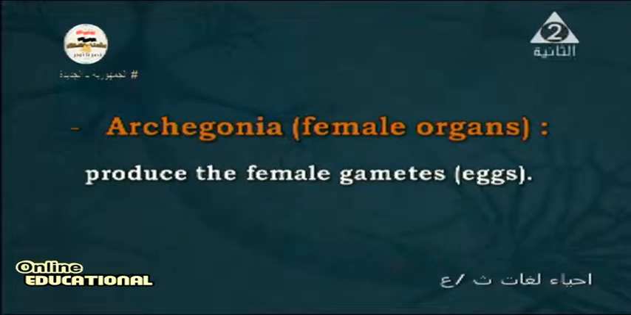Archegonia. Archegonia means female organs. These female organs produce female gametes, eggs.